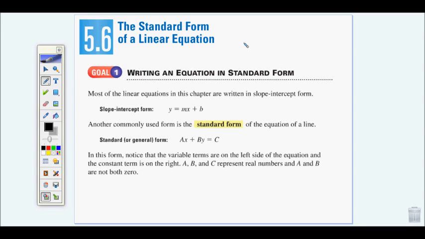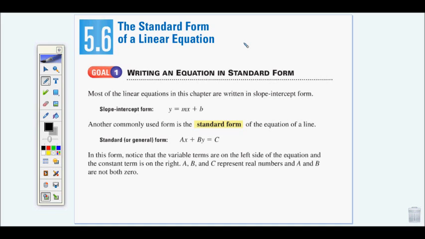In 5.6, we are going to learn another form of writing a linear equation. Most linear equations in this chapter are written in slope-intercept form. We write in slope-intercept form when we want to graph a linear equation. In 5.5, you learned how to use point-slope form.